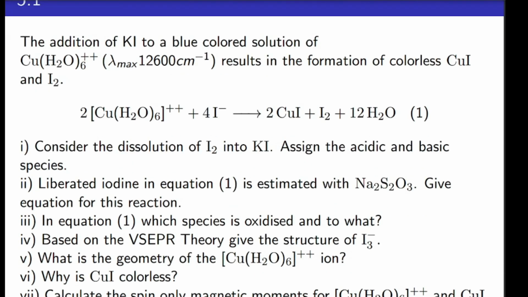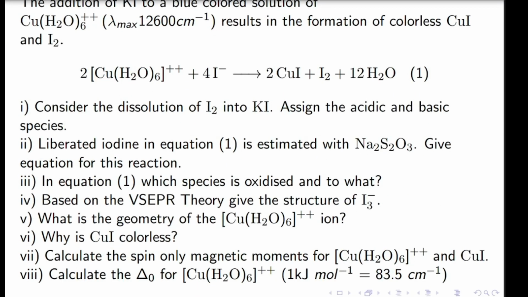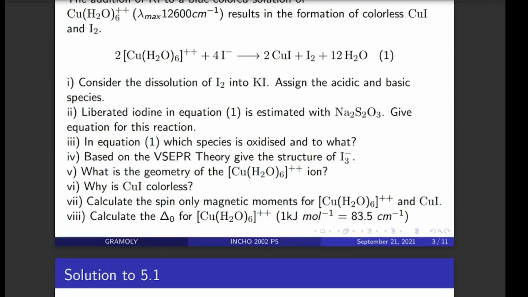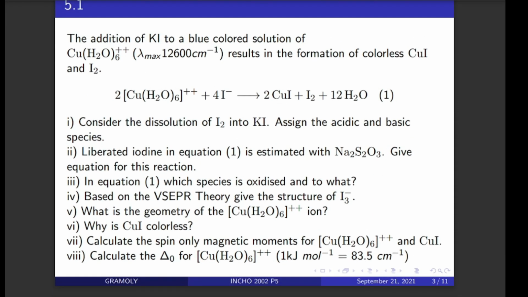In problem number 5.1, it has been told to us that a particular hexa-aqua complex of copper, which has lambda max as given, reacts with I minus and forms a colorless CuI, and iodine is being liberated. A particular reaction is being depicted as follows. It would ask a couple of questions.